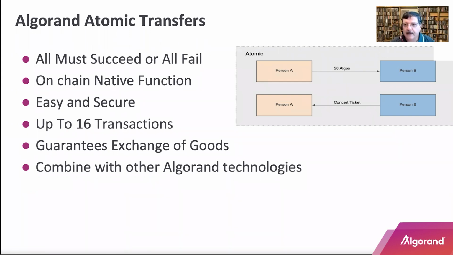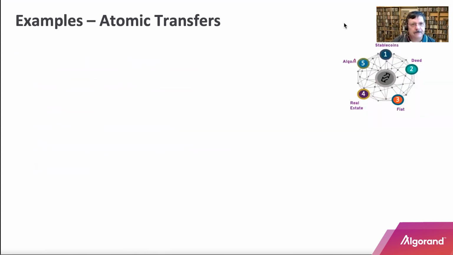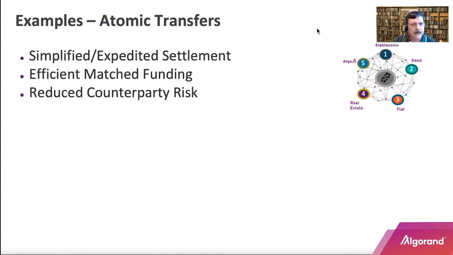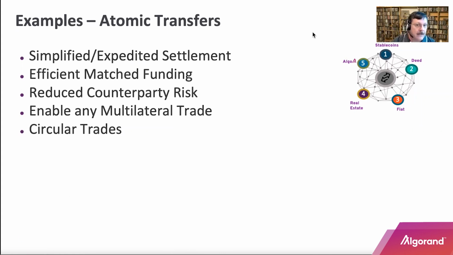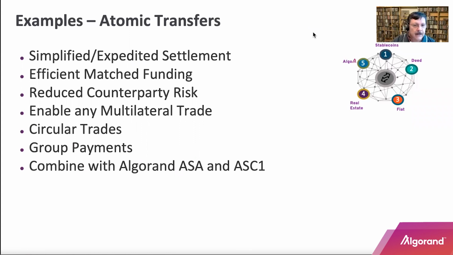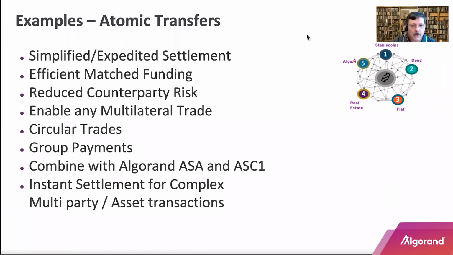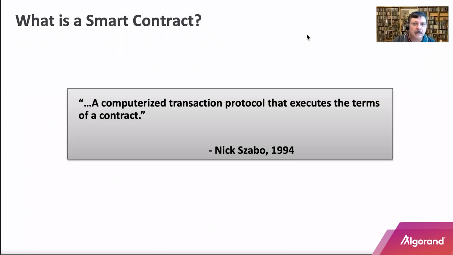Well, here, what we're saying is person A is going to send 50 algos to B, and person B is going to send the concert ticket. But if person B doesn't send the concert ticket, person A doesn't lose the 50 algos. Both of these things have to happen, or none of them do. So it's easy and secure, guarantees an exchange of goods, and combines with other Algorand technologies, including standard assets and smart contracts. Some examples: efficient match funding, enabling multilateral trades, circular trades, group payments, combinable with other layer one features, and distributed payments, all a part of the mix.